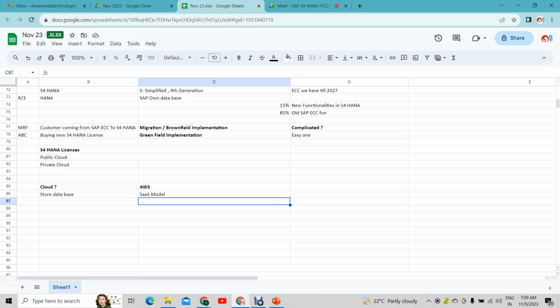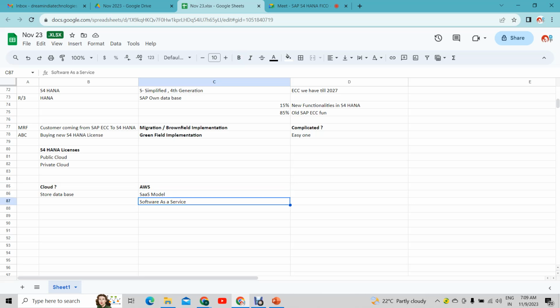Currently, there is a SaaS model. What is the full form of SaaS? Software as a service. Correct. See, software as a service. You need not buy that application. That application will be bought and kept in Amazon Web Services. They'll put it in a cloud. You just take the subscription.